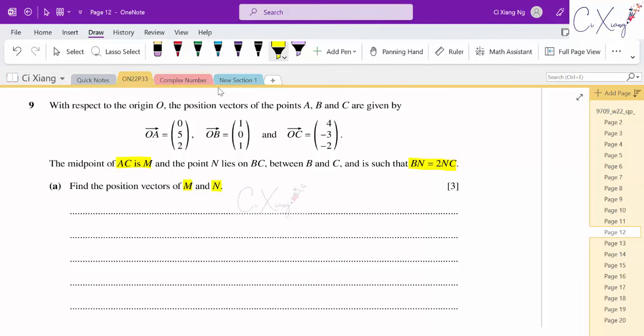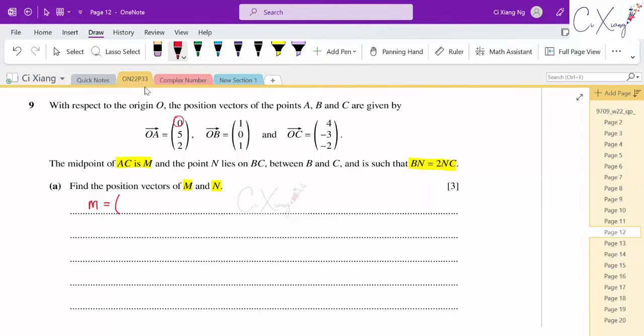Right, so from here we know that the M is the midpoint of AC. To find the midpoint, I will strongly suggest you to use the coordinate geometry method to find the midpoint before you change it become the position vector. Alright, so if I want to get the coordinate for M, basically you should take x1 plus x2 divided by 2, y1 plus y2 divided by 2, z1 plus z2 divided by 2. So I'm having AC, right? M is the midpoint of AC.